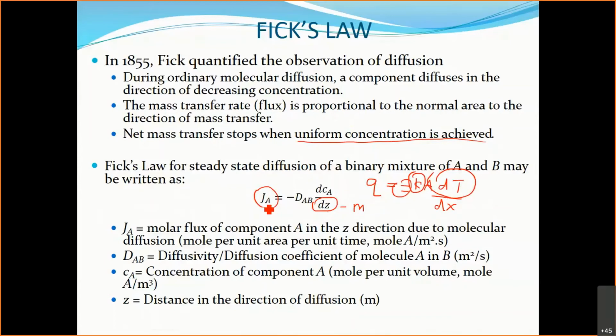So your job is to understand everything in this equation, each of these symbols and what they represent. I've given the definitions here. JA is what, DAB is what, CA is what, Z is what.